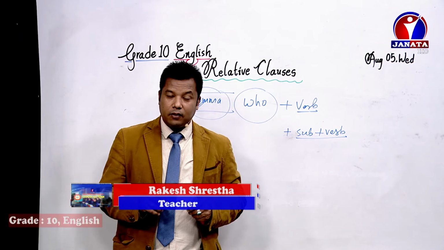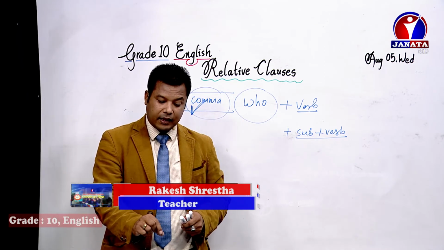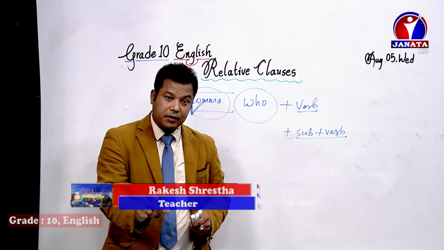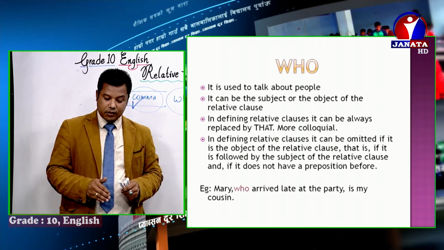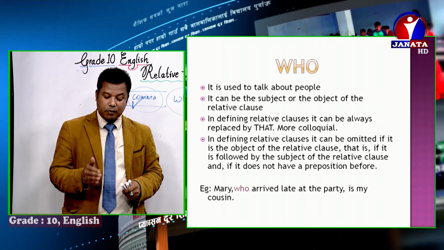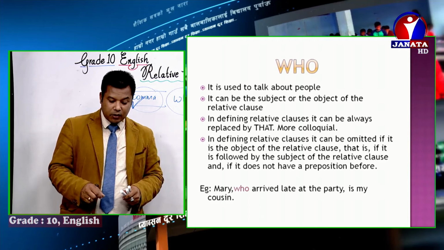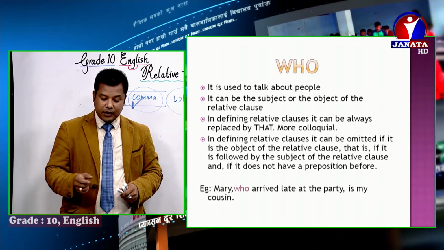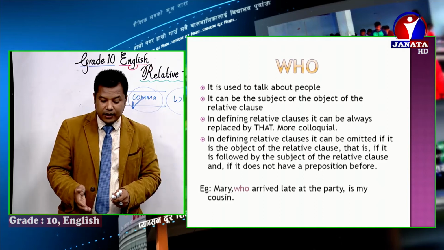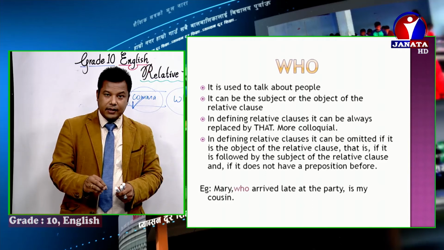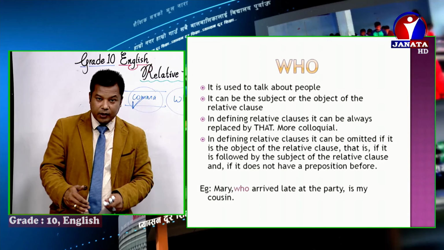With examples, everything becomes easy. Let us compare this example with what is being explained. Now, Mary, who arrived late at the party, is my cousin. So we are using who to talk about people, and the person here is Mary. It can be the subject or the object of the relative clause. Here it is the subject of the relative clause who arrived late at the party, and its antecedent is Mary.